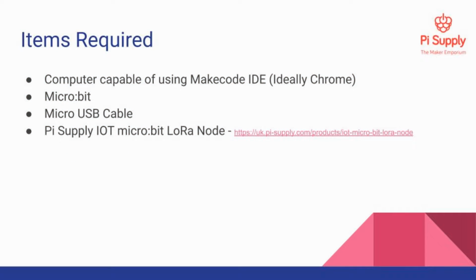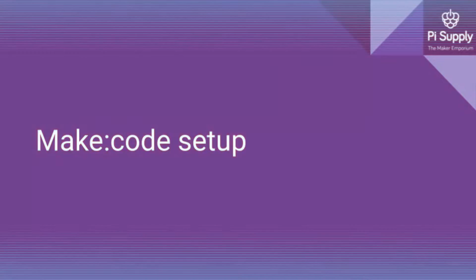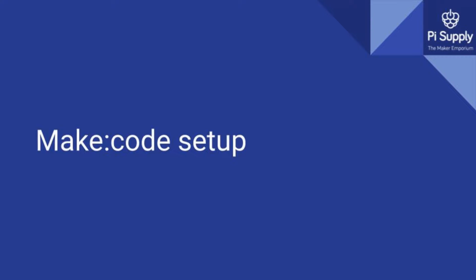For this workshop, you'll require a computer capable of running the MakeCode IDE. This works with most computers, and ideally we recommend Chrome. You also need a microbit, a micro USB cable, a Pi Supply LoRa Node, and to be within range of a Things Network gateway. The first step is to set up MakeCode.